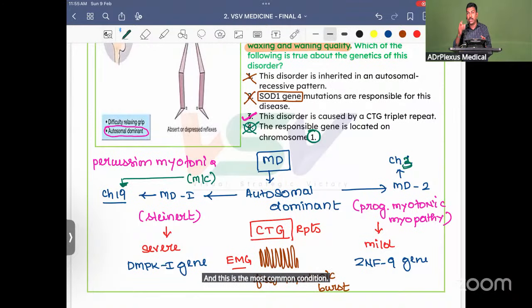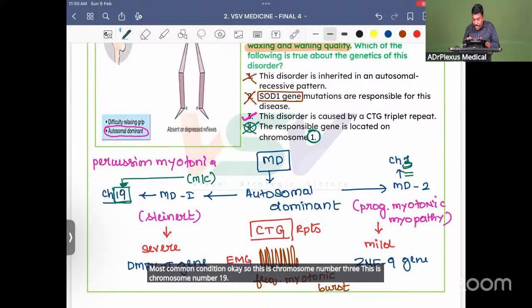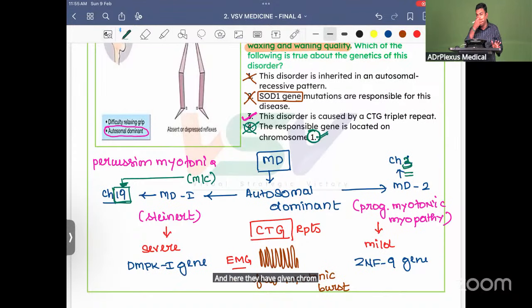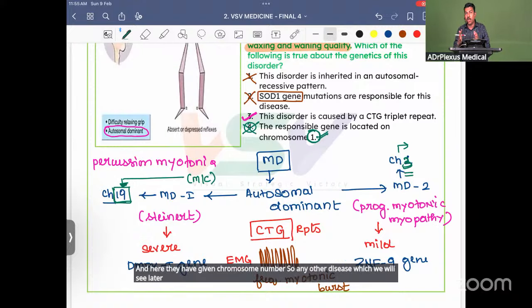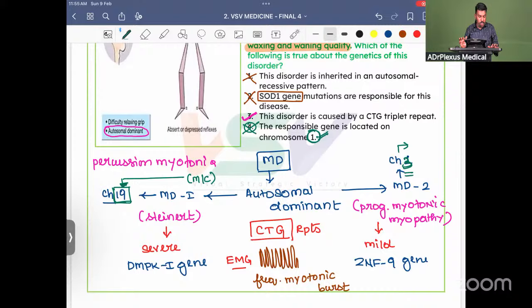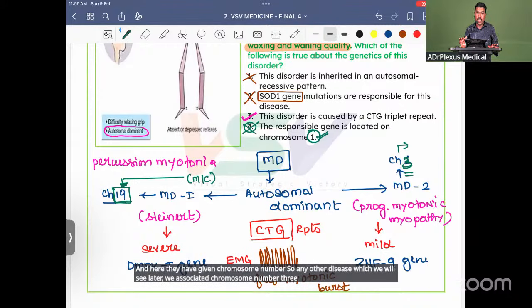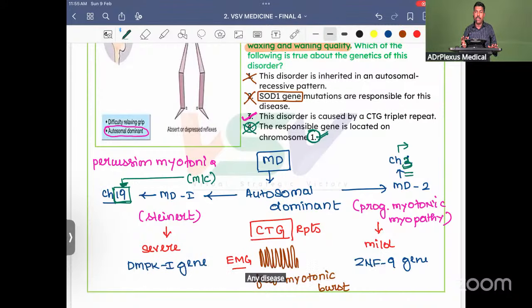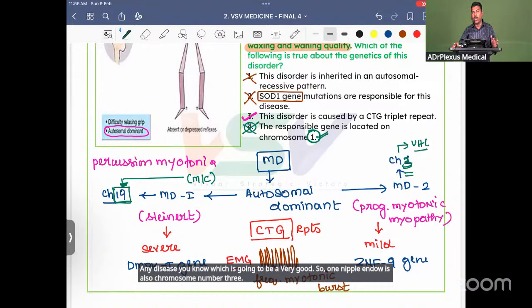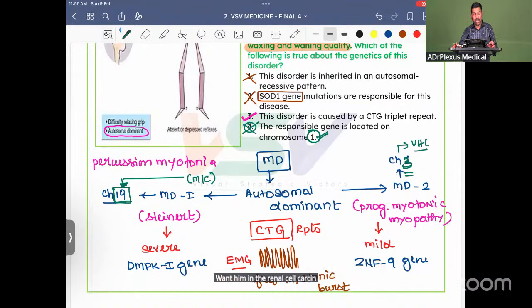Most common condition. So this is chromosome number 3, this is chromosome number 19, and here they have given chromosome number 1. Any other disease which we will see later, we associate with chromosome number 3. Von Hippel-Lindau is also chromosome number 3. Von Hippel-Lindau renal cell carcinoma is associated with chromosome number 3.